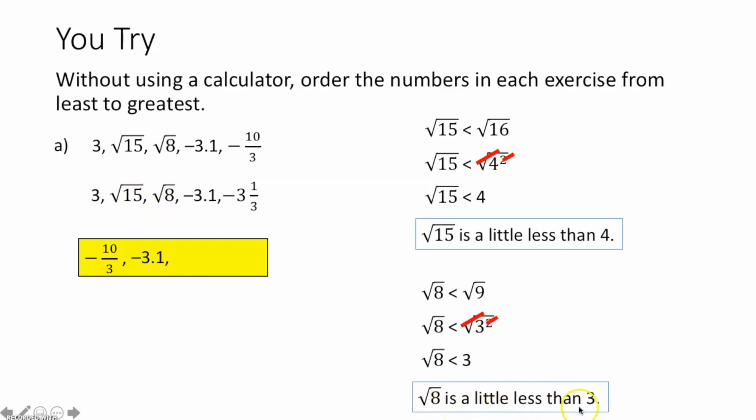If rad 8 is a little bit less than 3, we can say that that would go before 3. So it's going to be rad 8, then 3, because rad 15 is a little bit less than 4, so that means it's greater than 3. And then we can say rad 15, and we're done.